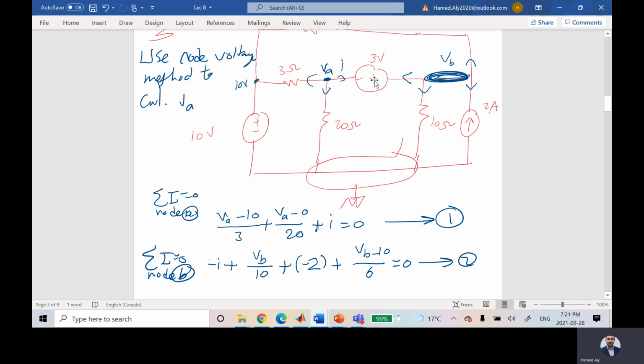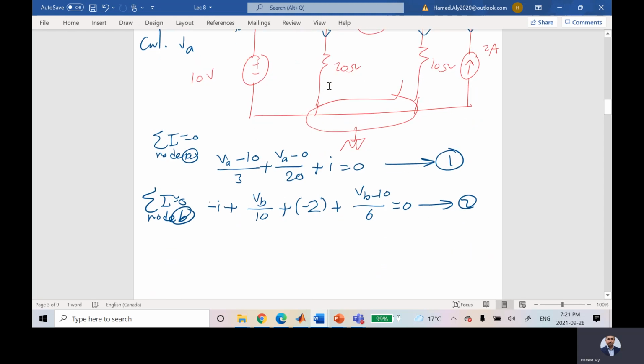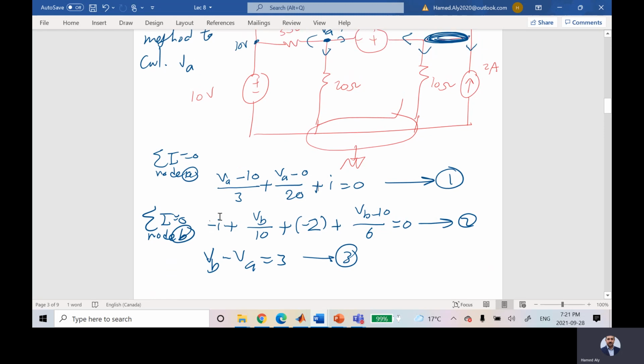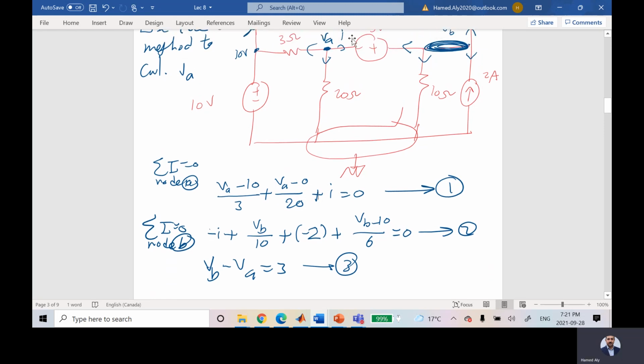VB, which is positive, minus VA is equal to 3. So VB minus VA equals 3. At that time, I can solve these 3 equations together. But do you need to calculate I? No, because I didn't ask you to calculate it.